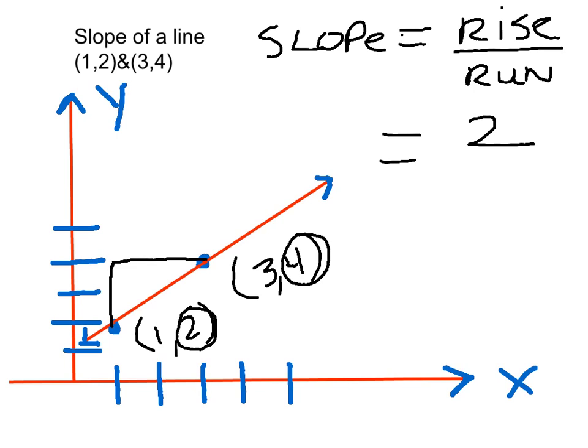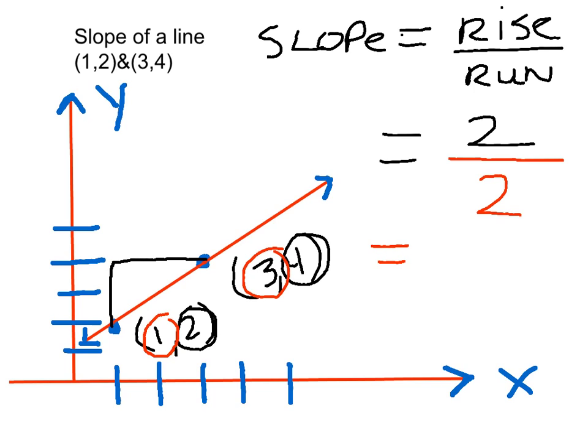Now we're going to be looking at our x components, because the run follows along the x-axis. So to go from 1 to 3, we had to move in the horizontal direction 2 units. So we rose 2 units and we ran 2 units.